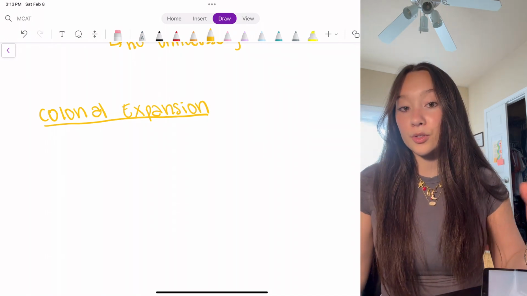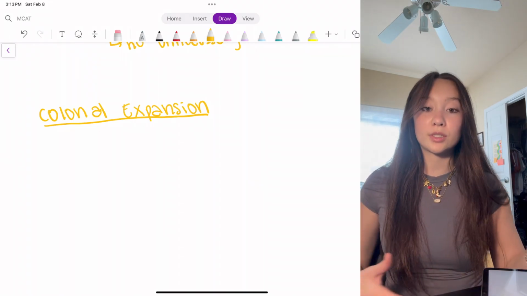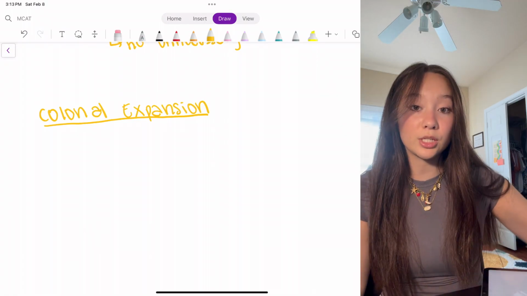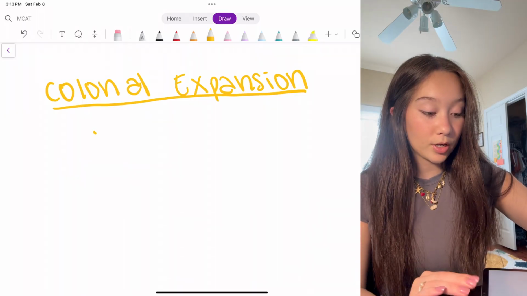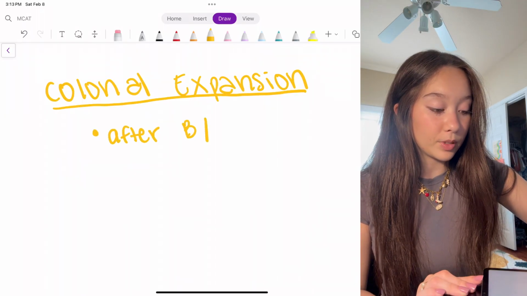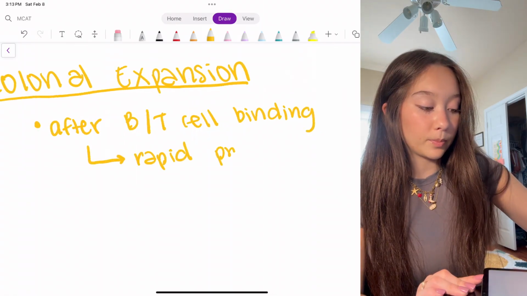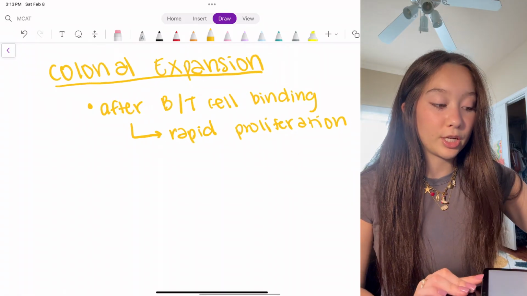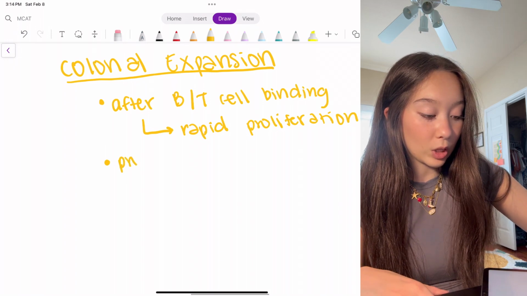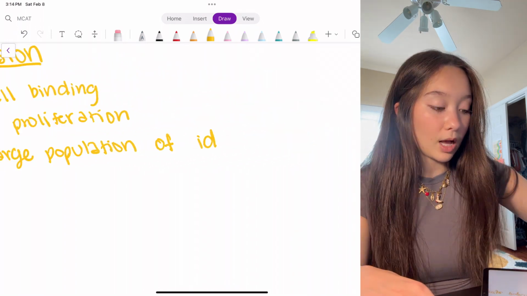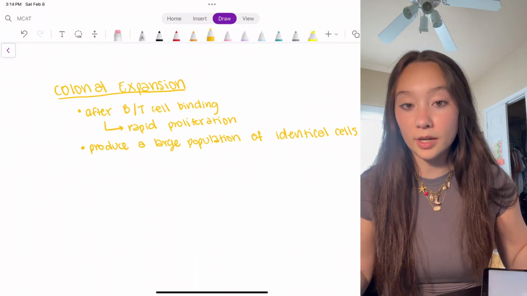And then for T cells, it could also differentiate into different effector T cells, like helper T cells or cytotoxic T cells, which we talked about in the last video, or it could also turn into memory T cells. So again, we can write down this in little bullet points so that we can remember. We can say after B or T cell binding, rapid proliferation. And so this rapid proliferation is really technically the colonial expansion. And so this is going to make a large population of identical cells. And so this is basically just to make it more effective to fight this infection.